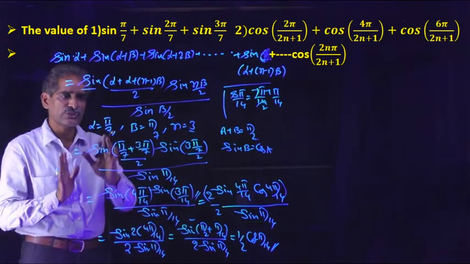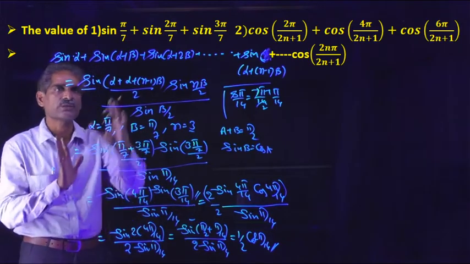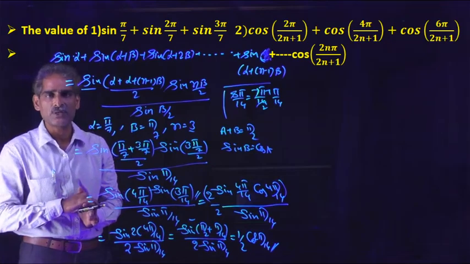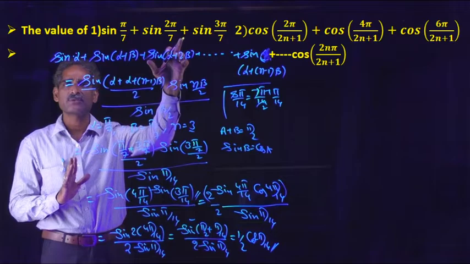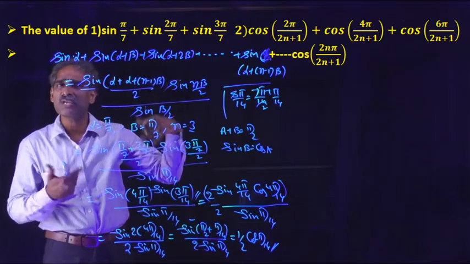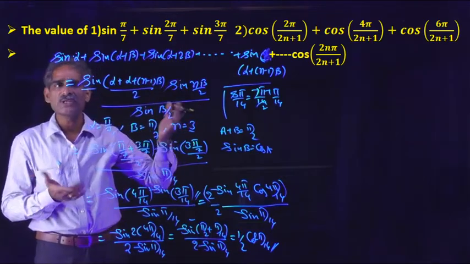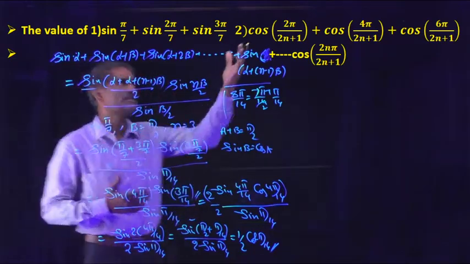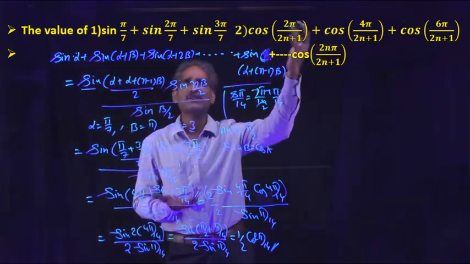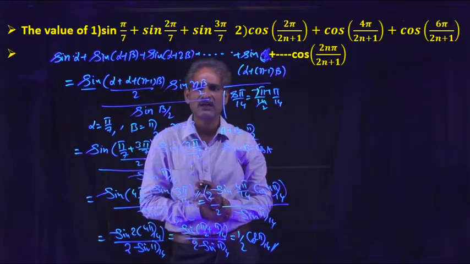If you know these 3 values, we can find out this expression value up to any number of terms. Here we have given only 3 terms, but we can extend this formula to any number of terms. Okay, just verify the second one. This is also the same. Here the angle is also in AP, but the functions are different. Cos function is there. Already we discussed it.